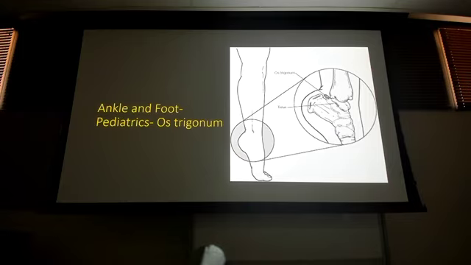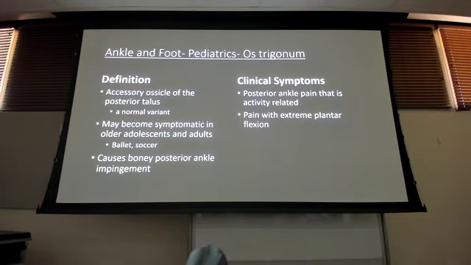So this is basically an accessory ossicle. Look at the posterior talus. So it's a normal variant. We see it not infrequently. It becomes an issue, especially with anybody that has extreme plantar flexion. So, they say ballet dancers.